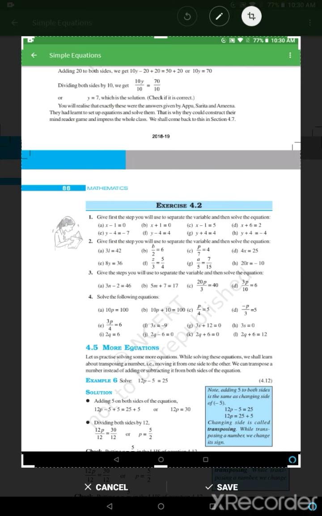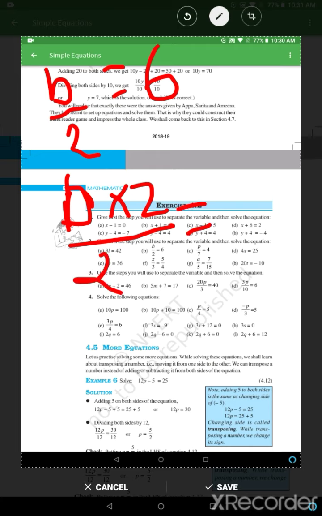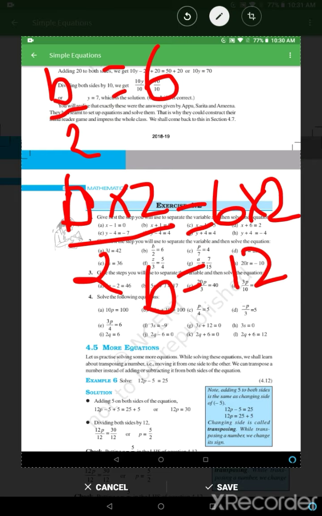Now b, which is b divided by 2 is equal to 6. Here we will multiply it by 2. So b into 2 upon 2 is equal to 6 into 2, which will be 12. So the value of b will be 12.